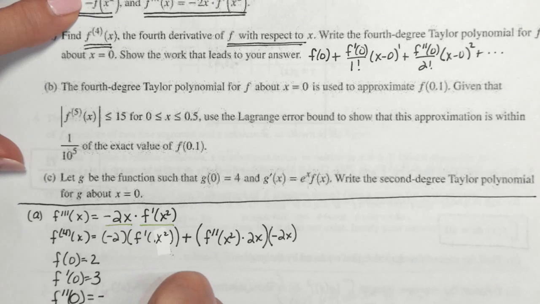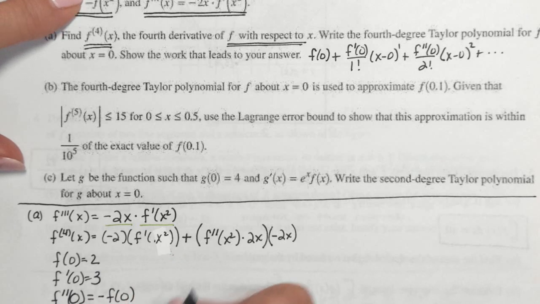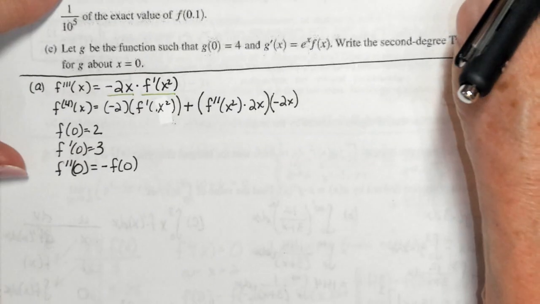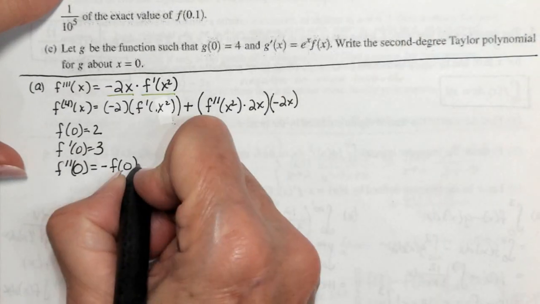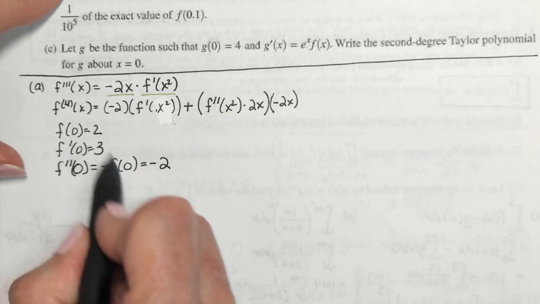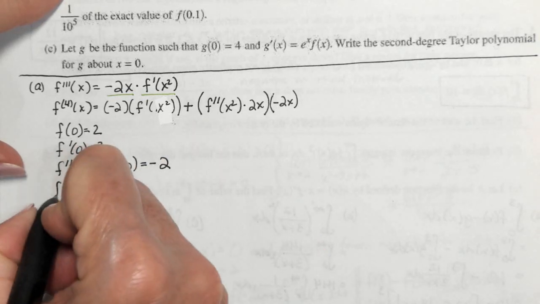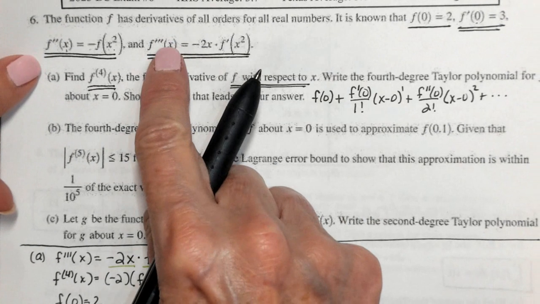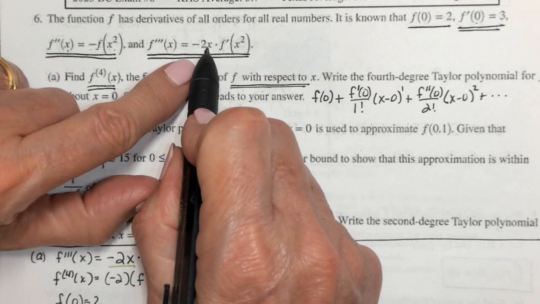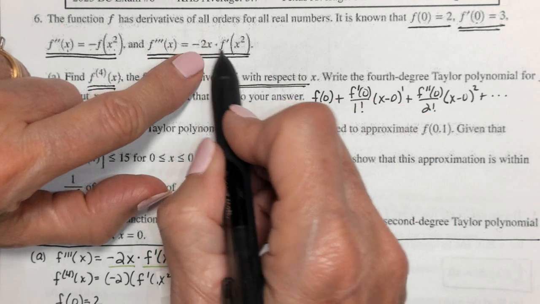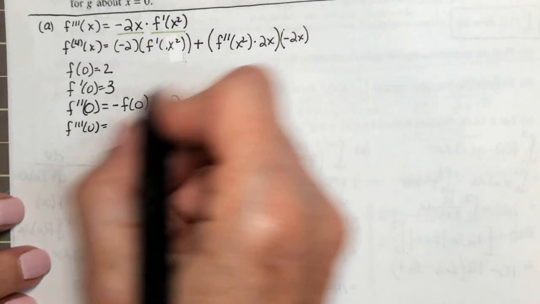Negative f of 0. I'm putting 0 in for x, so negative f of 0. What was f of 0? f of 0 is 2, so this is negative 2, because f of 0 is 2. f triple prime of 0: I'm putting 0 in for this x now, and immediately I get a 0. 0 times whatever, it's going to be 0. So f triple prime of 0 is 0.